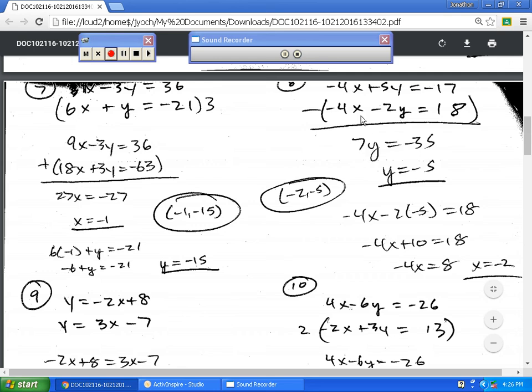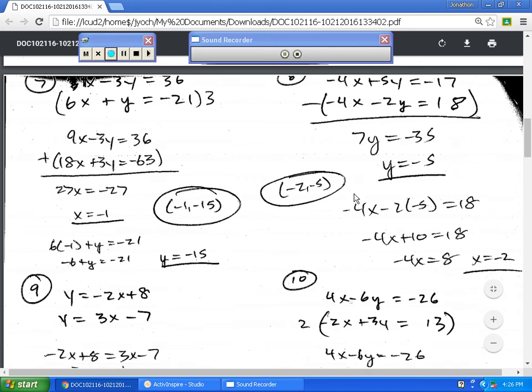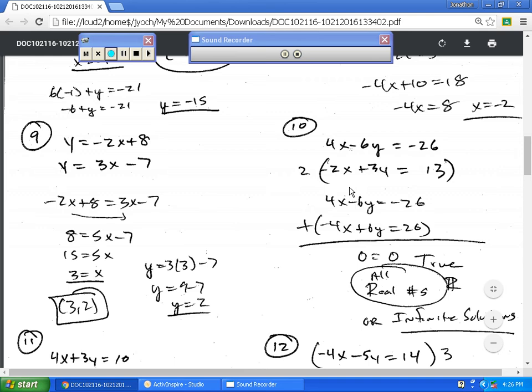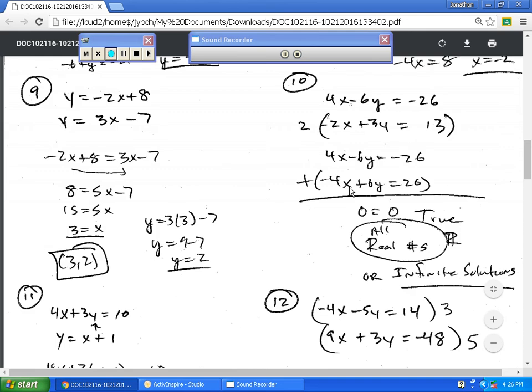Guys, on 8, the x's match up perfectly. So same sign, negative 4, negative 4. Use subtraction. 5 minus a negative 2 gives you 7y. Negative 17 minus 18 gives you negative 35. Y is a negative 5. Plug negative 5 in for y right there. You're going to get negative 4x plus 10 is equal to 18. Subtract 8 from both sides. X is negative 2.